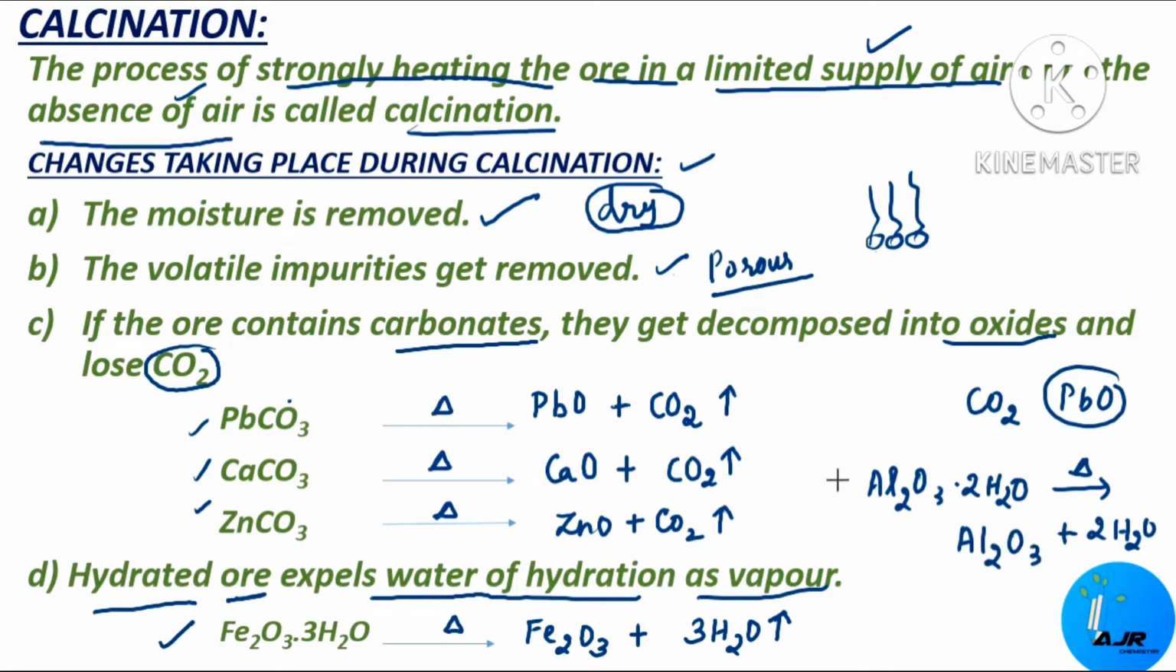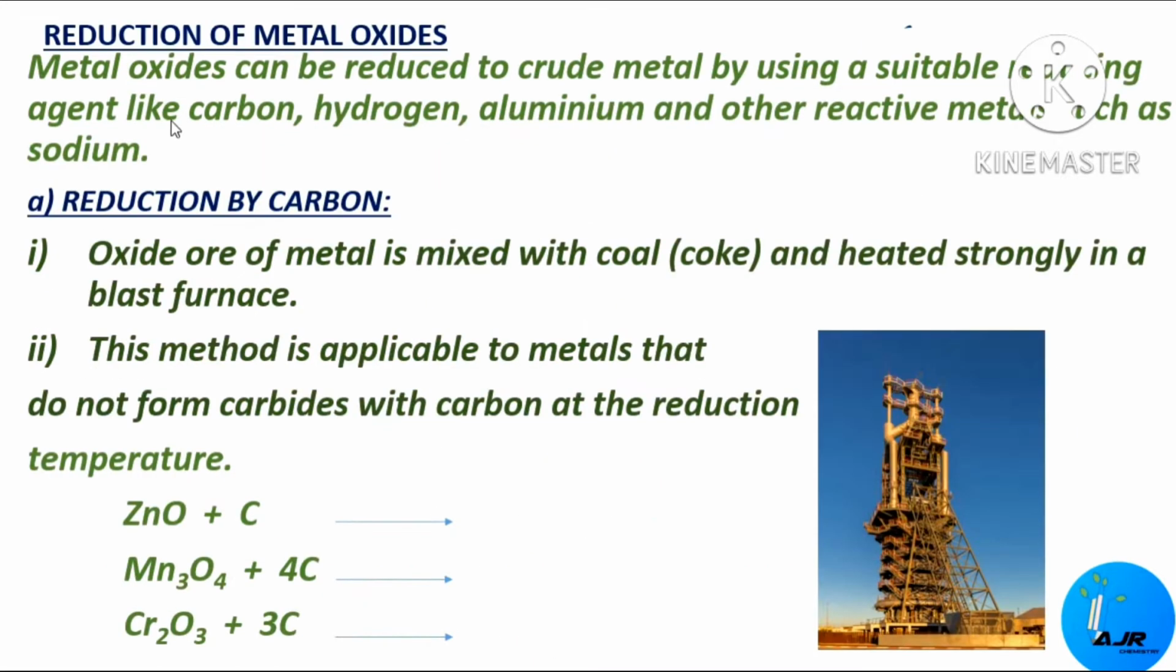Understood, students? This is what happens during calcination. The carbonates get converted to oxides, leaving behind carbon dioxide, which goes out. If a hydrated ore is there, the water of hydration goes out as water vapor, and we have the oxide. Understood, students?